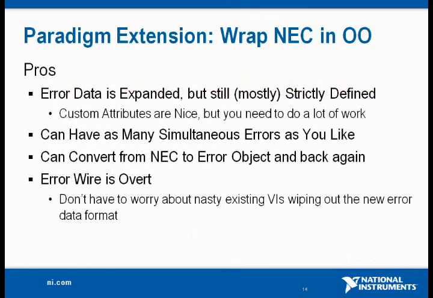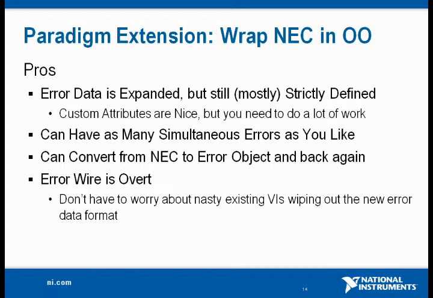Pros of using this paradigm, and I will show an example in a tick, so hopefully it'll make more sense. Error data is expanded, but still mostly strictly defined. Within the model that we came up with real quick, we have custom attributes as one of the elements inside of error, and you can manually handle those. They're nice, but you have to do a lot of work to actually make them valuable. You can have as many simultaneous errors as you like. You can convert from the old native error cluster to this error object and back again, which is obviously really important because, as we already said, everything in LabVIEW and, as Stephen said, outside of LabVIEW uses that error type.